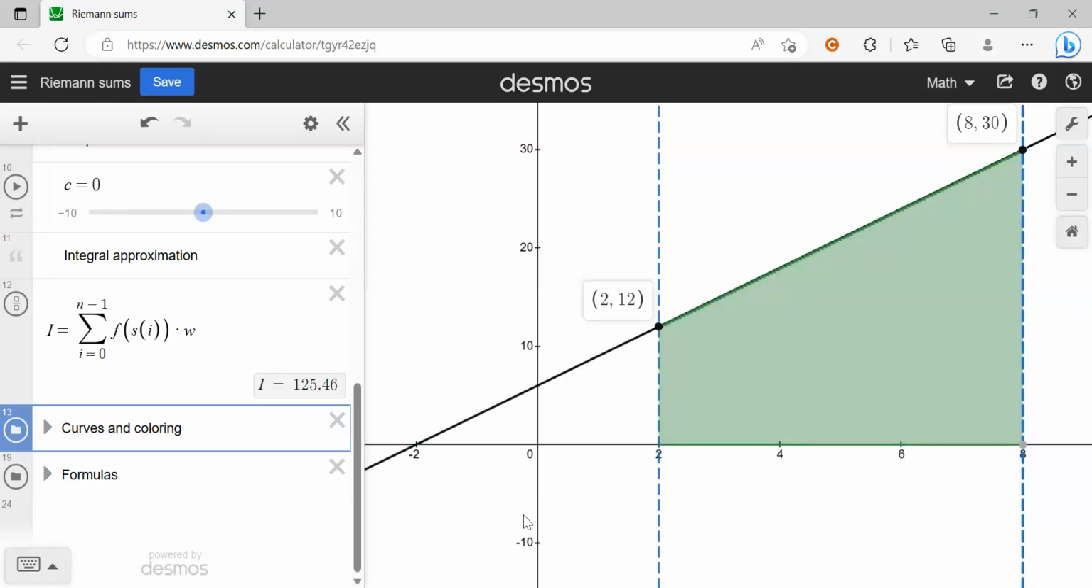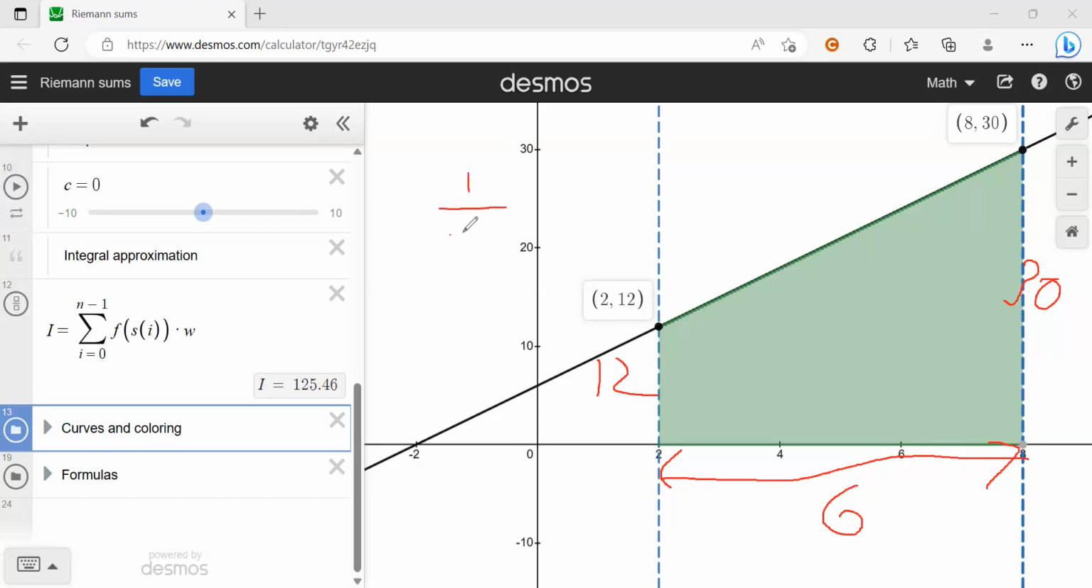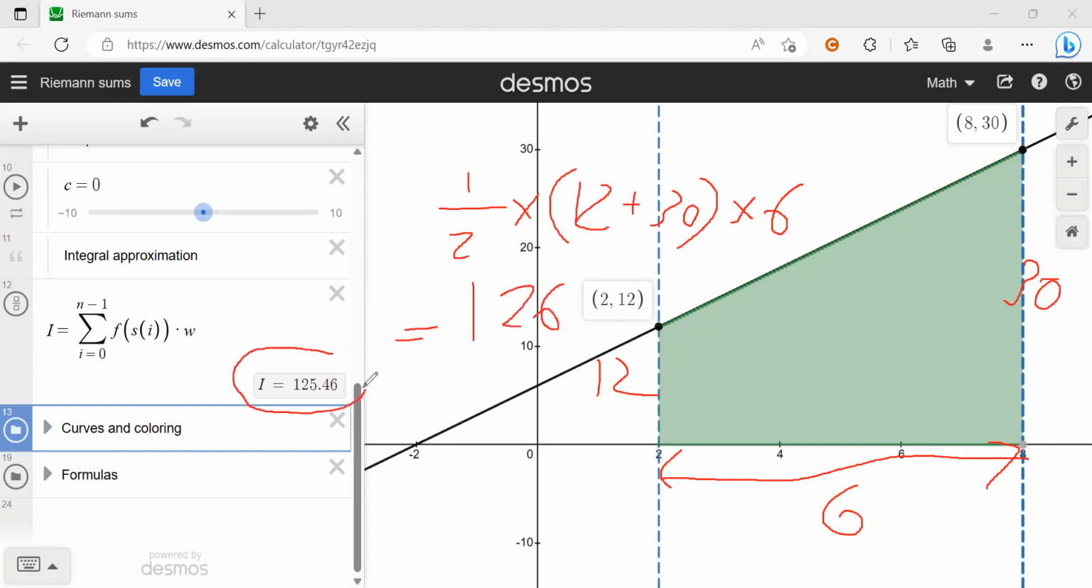So what this means is this height here is 12, this height here is 30, this base perpendicular height is 6. So the area is what? Half times 12 plus 30 times 6, which is how much? 126. Look at this approximation. It's getting so close to 126, right?